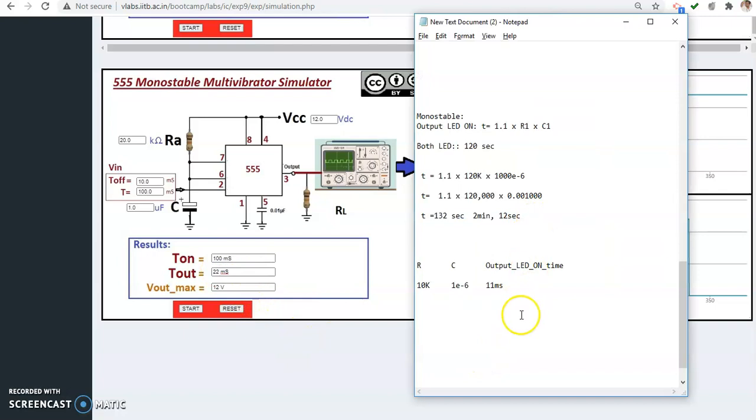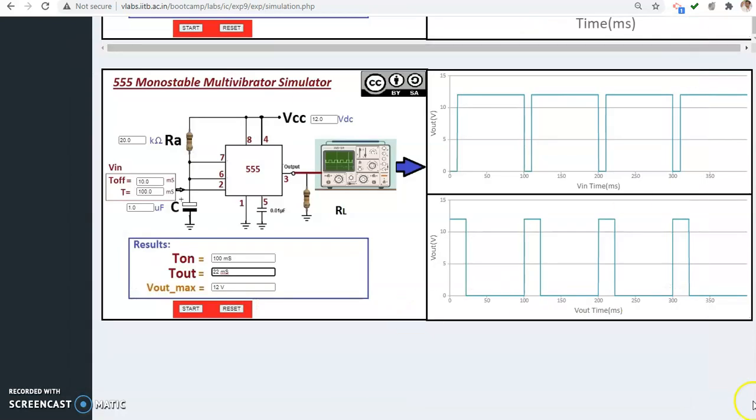Note down the formula. Note down the tabulations. 20k, then 1e power minus 6, and 22 milliseconds. That's all, like that you will proceed. So take down the screenshot. Draw the waveform. Then I will go ahead to the next readings.